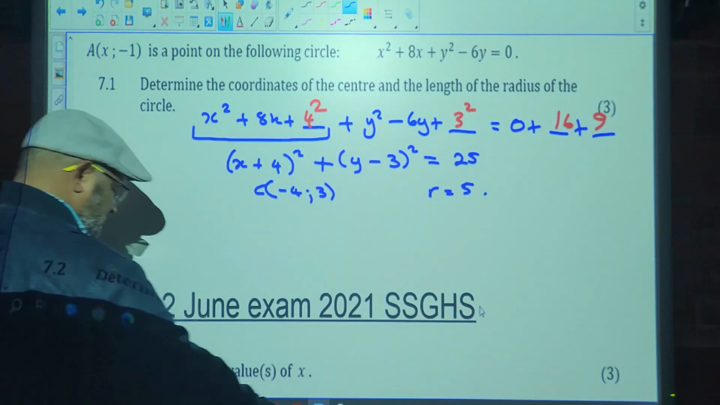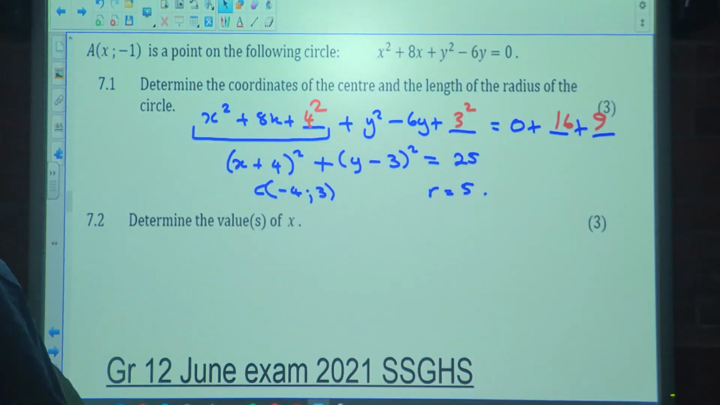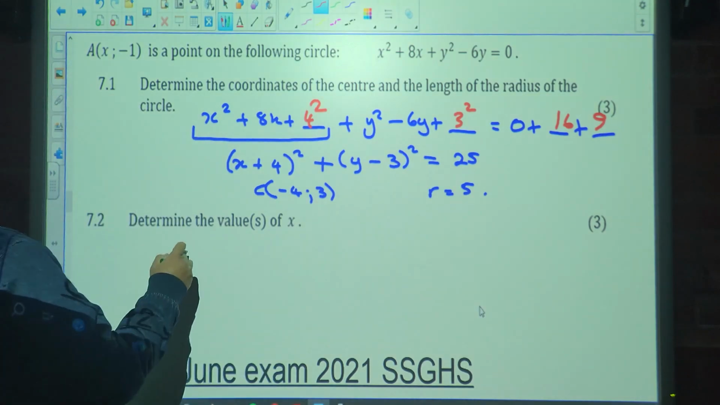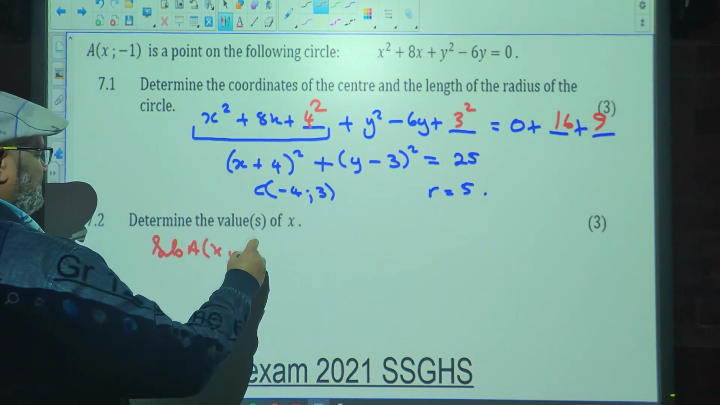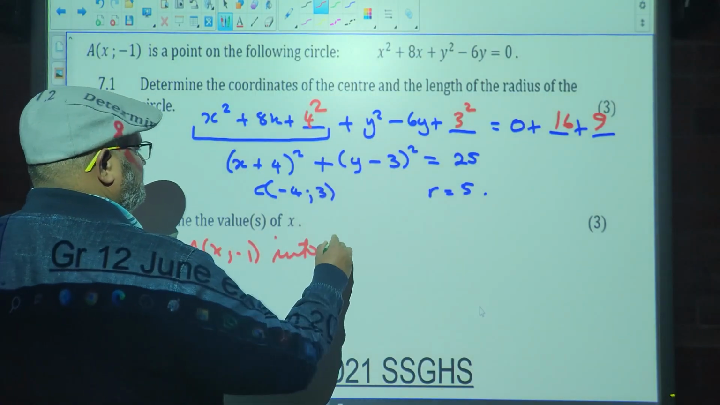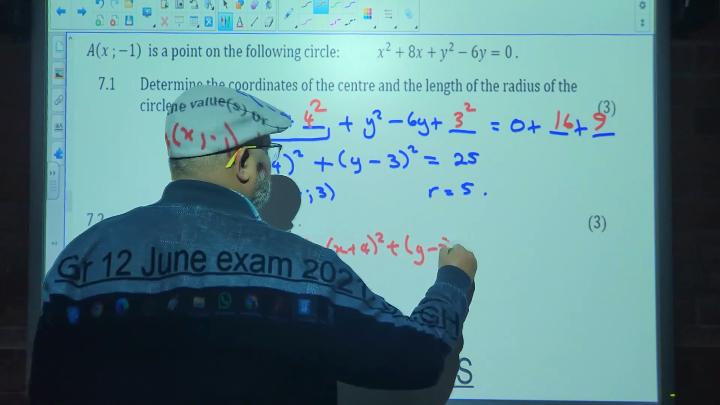Then the question says determine the values of x. There should be 2 values at the end, unless that is a tangent point. So you'll substitute A, which is x and negative 1, into x plus 4 squared plus y minus 3 squared is equal to 25.